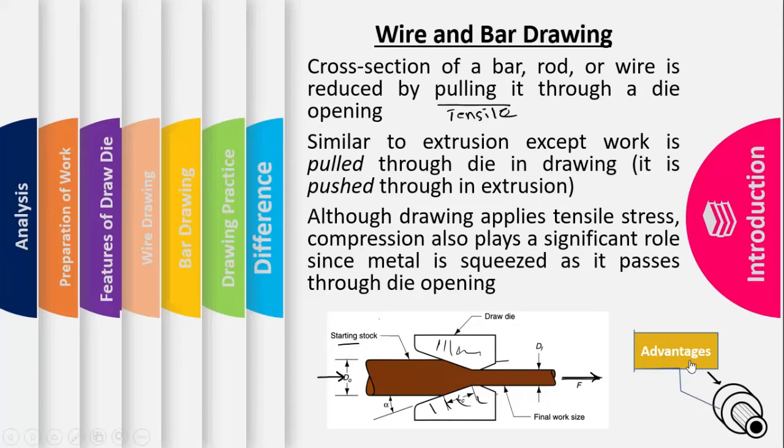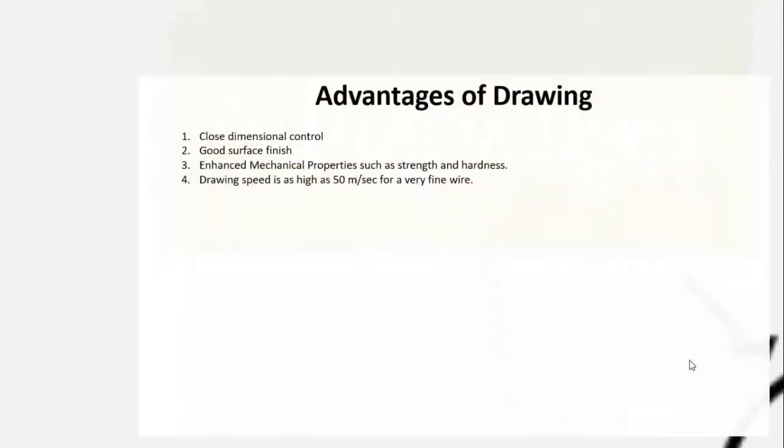We will not go into much detail of this wire and the bar drawing. So the advantage of the drawing is that it has good dimensional control, like in the case of the extrusion process, because we have the metallic dies, so we are capable of producing close tolerance. Because of this good dimensional control, we have a good surface finish as well. There are enhanced mechanical properties such as strength and hardness, and why is that?